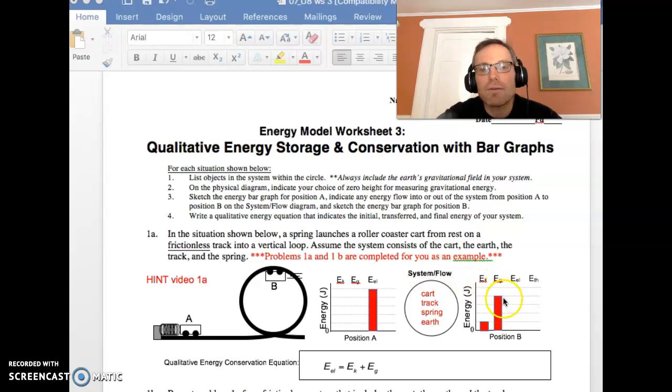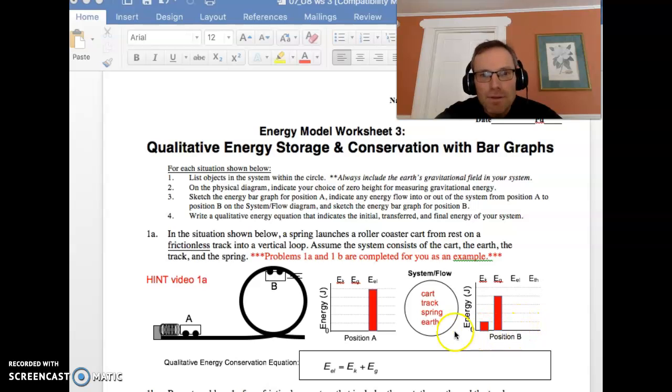Now we need to also consider the final state, or position B. Where did the energy go? One thing we need to keep in mind is the law of conservation of energy, which is the first law of thermodynamics, which states that the total amount of energy cannot be created or destroyed. It can be converted to different forms. So if we start out with 5 bars of energy in position A, we have to make sure we have a total of 5 bars afterwards in position B.